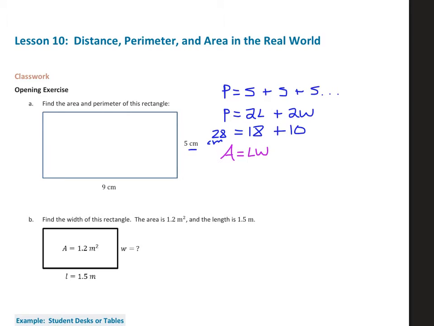Now area is just length times width, which would be 9 times 5, which gives us 45. And that's going to be centimeters squared, since it says area, because we're literally making square units.